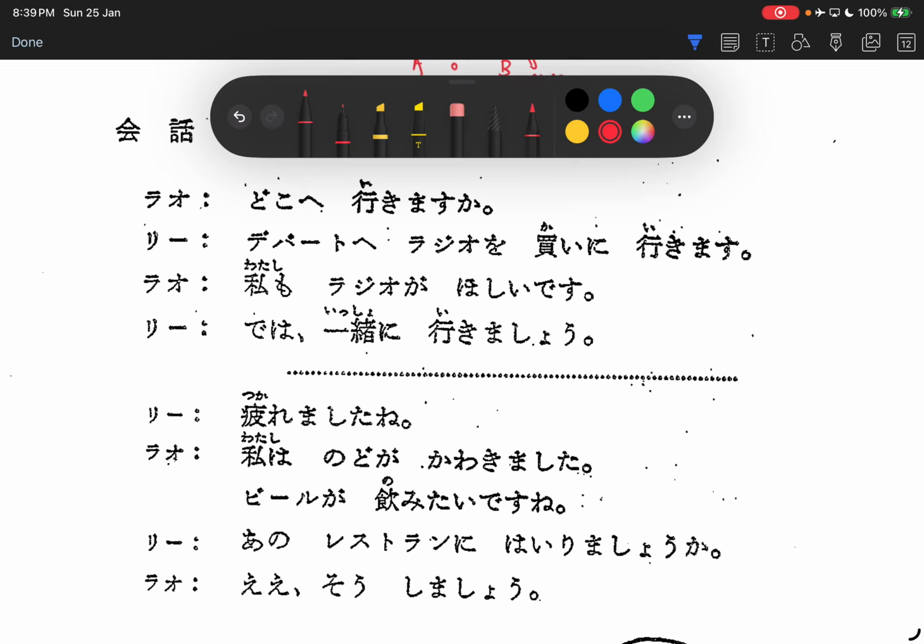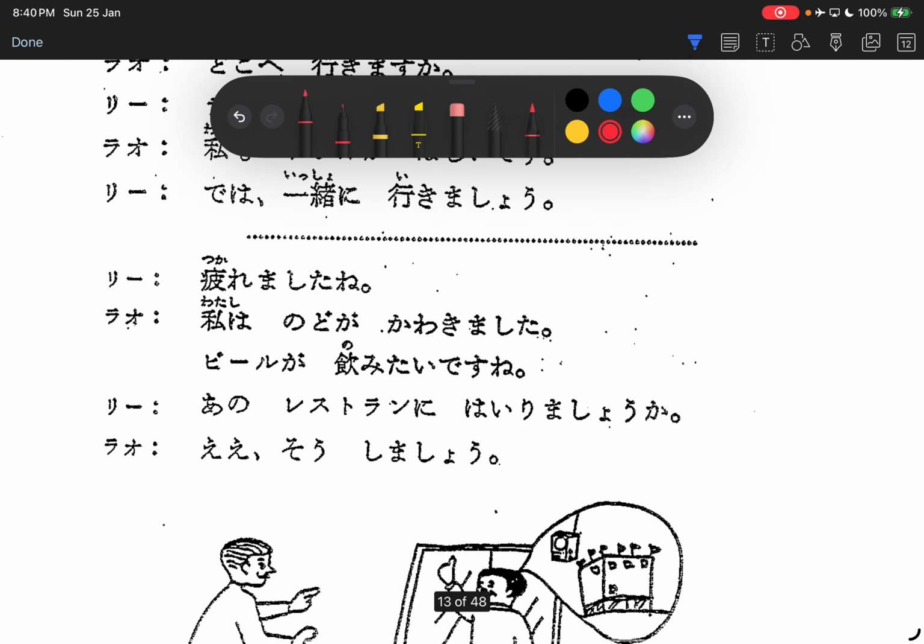Together, let's go. Then Li replies, 疲れましたね. 疲れましたね means like, wow, damn tiring. Okay, it just means damn tiring. Then Wang-san replies, 私は喉が渇きました. So me, about me, my throat dried up. That means I'm thirsty. ビールが飲みたいですね. Want to drink beer, right? ビールが飲みたいですね.